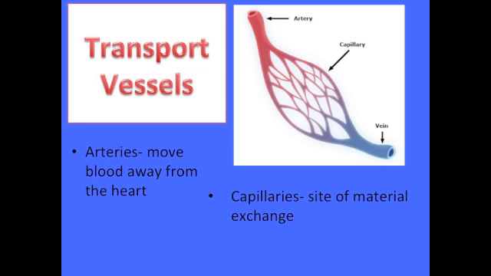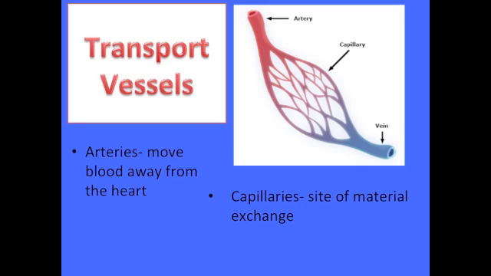There are a few vessels or tubes that move all of these things around the body and make up your circulatory system. One of these things that moves blood away from your heart are the arteries. The arteries are muscular, thick-walled blood vessels that move blood away from the heart, and the pulsing or the beating of these walls helps the blood flow.